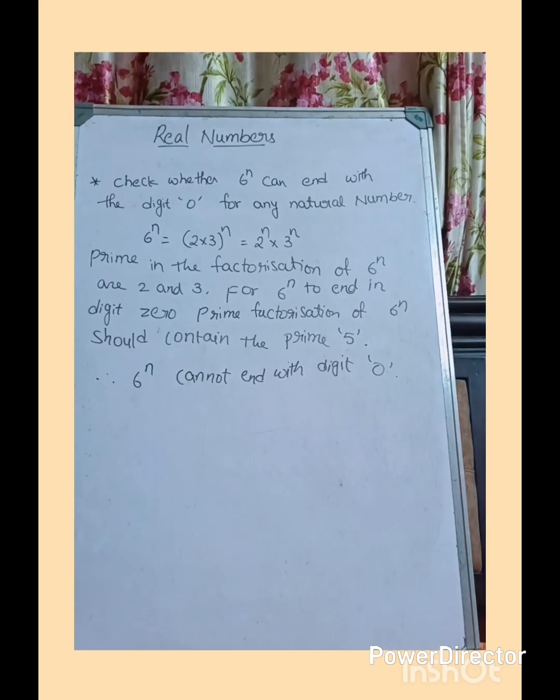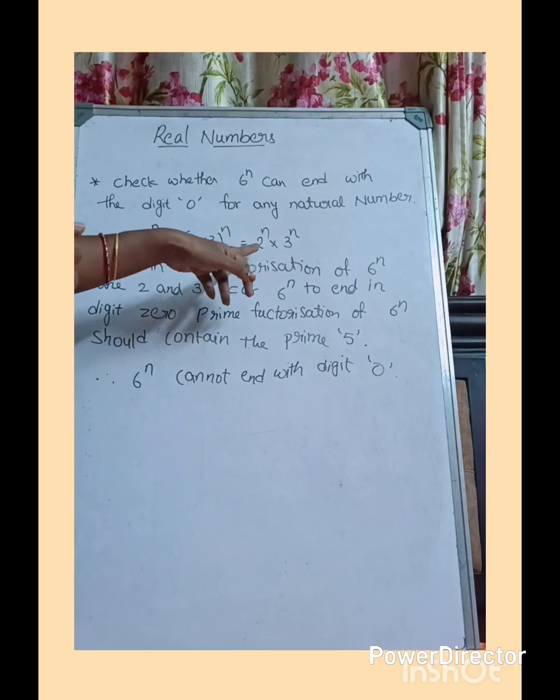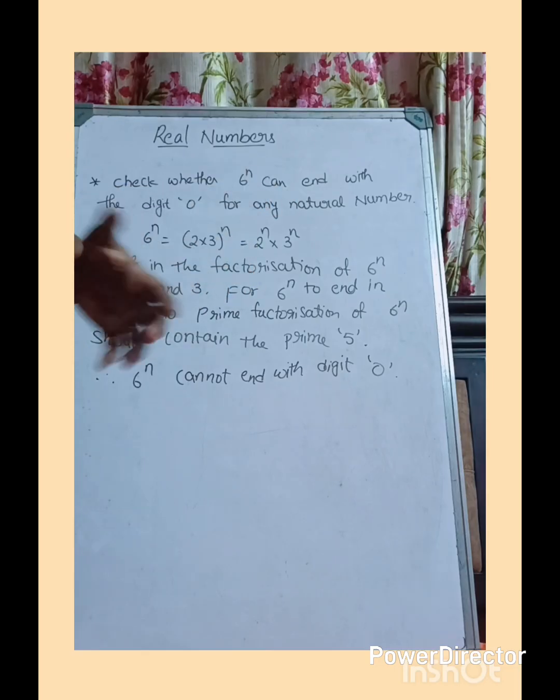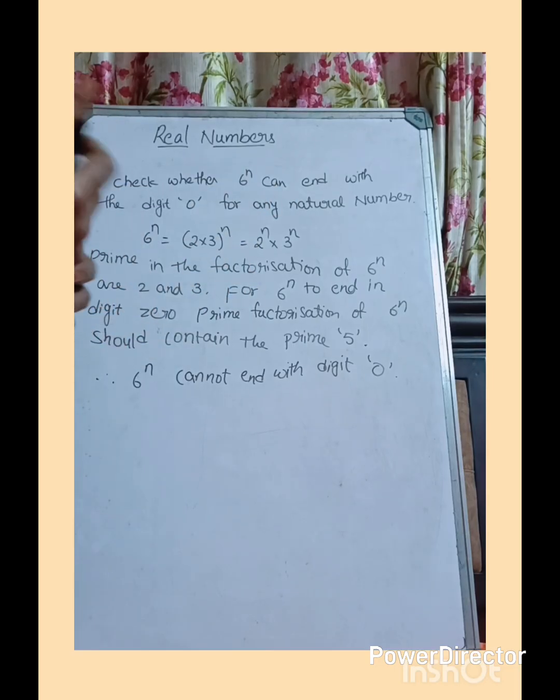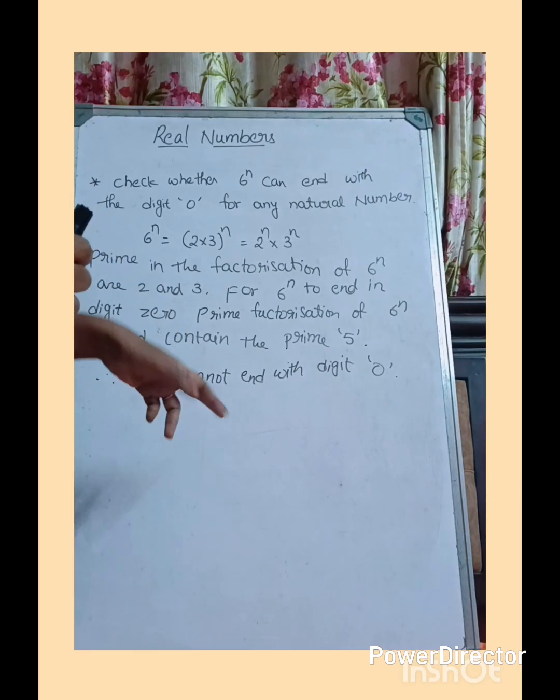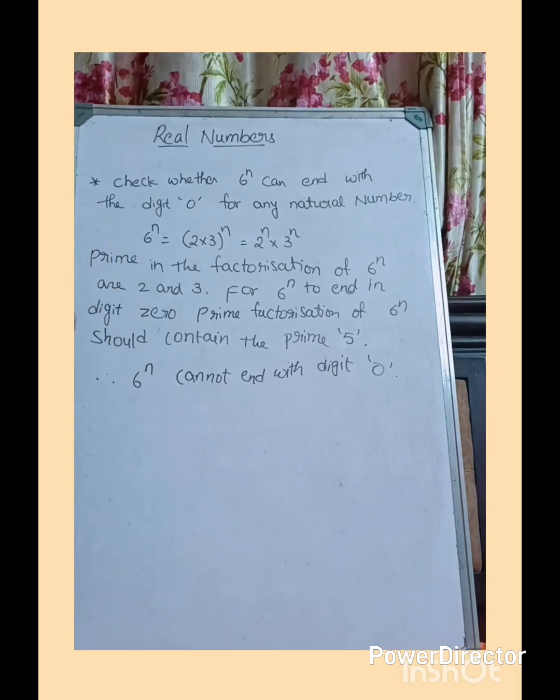As I said, 6 power n we can write as 2 power n into 3 power n. So it should have both the factors 2 and 5 to end with the digit 0. But we have only 2 as a factor here. There is no 5 as a factor. So it does not end with the digit 0. The prime factors of 6 power n are 2 and 3. For 6 power n to end in the digit 0, its prime factorization should contain the prime factor 5. So therefore 6 power n cannot end with 0.